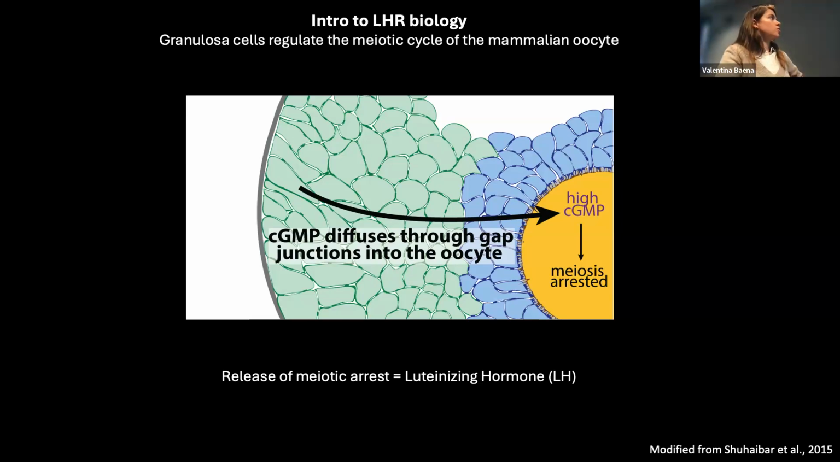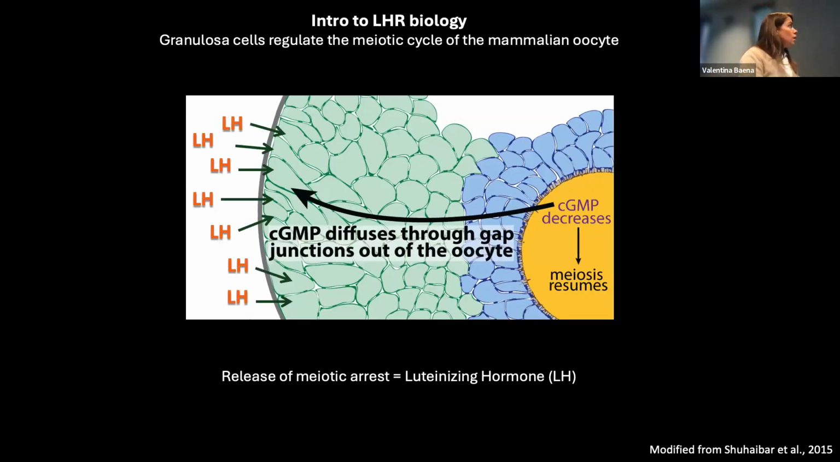It's diffusing through gap junctions. All of these cells are connected to each other through gap junctions, and these can get pretty large. In humans, they can get up to 2 centimeters in diameter. So it's all connected, and cyclic GMP diffuses into the oocyte and keeps meiosis arrested. Now, prior to ovulation, the oocyte needs to resume meiosis in order to become competent for fertilization, if fertilization were to happen.